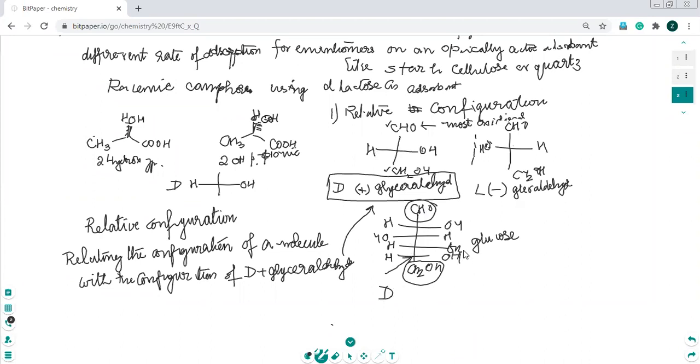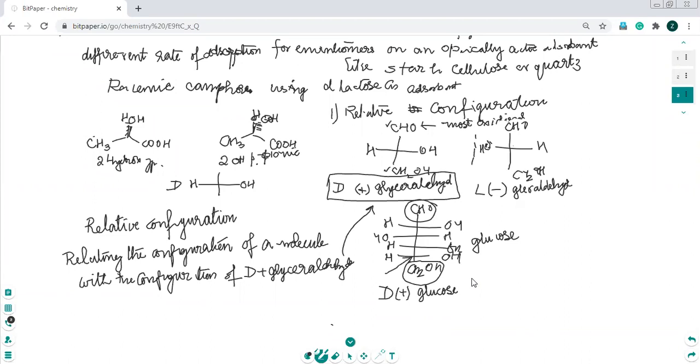And you know this molecule glucose has a plus rotation. This is from the experiment in the laboratory. So you call this D plus glucose.